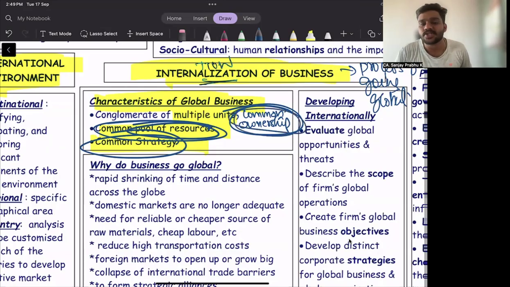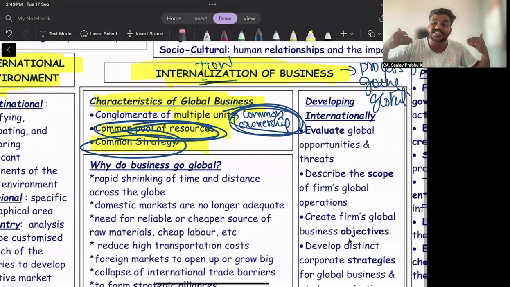So what are the characteristics of a global business? Common ownership, common pool of resources, common strategy. Come on, please repeat with me. Common ownership, common pool of resources, common strategy. Once again, common pool of resources, common strategy, common ownership.